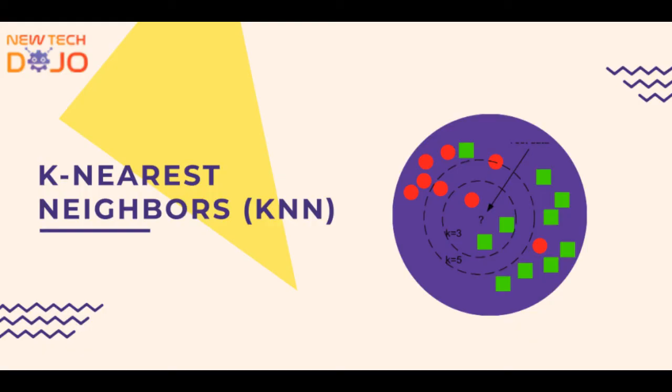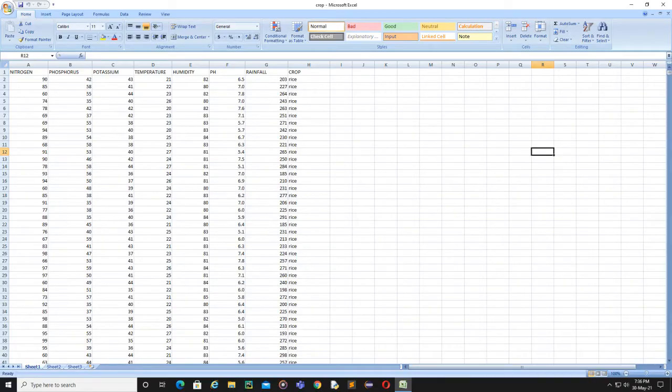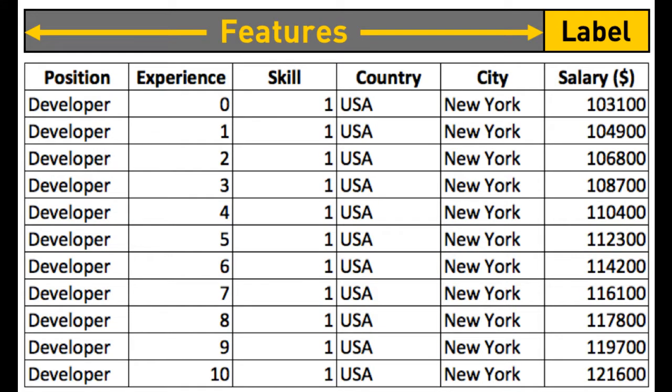In this machine learning project we are using the K-Nearest Neighbor classification model to predict the best crop for the farm. In the database we have around 2,200 samples, 7 features, and 1 label. In machine learning, features are basically characteristics on which our result is dependent, like in our case humidity level, temperature level, nitrogen level, etc.